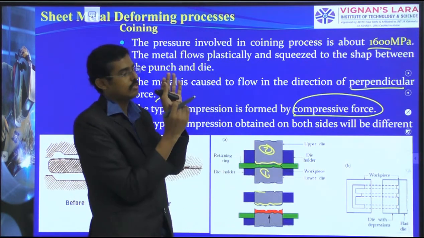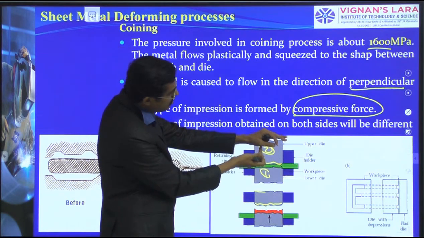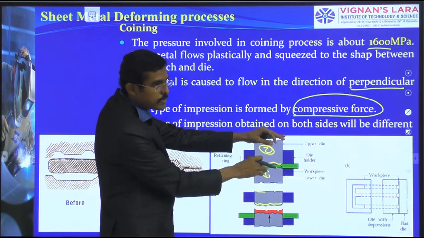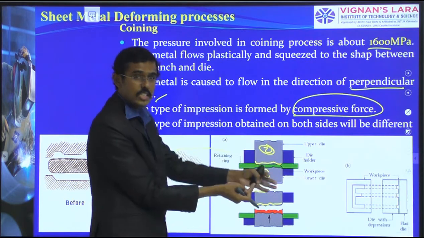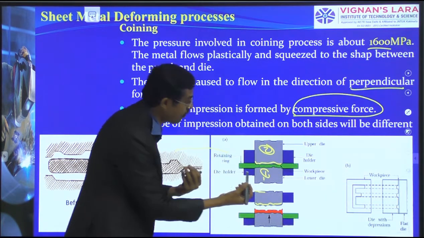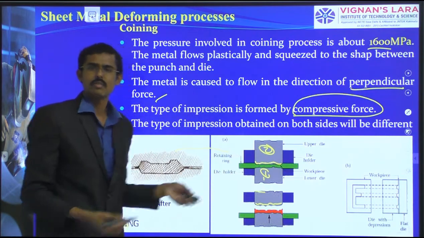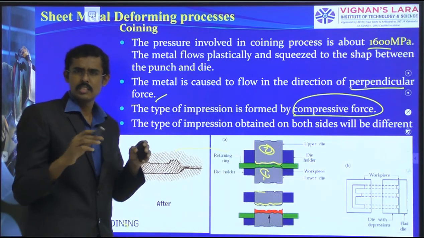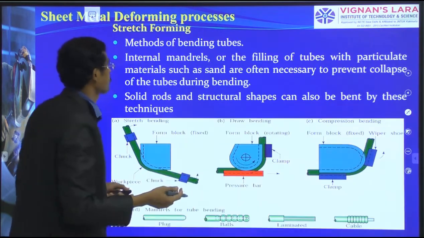So accordingly, the design available on the top die is going to fall on the top surface of the coin. The design available on the bottom die, that impression is going to fall on the bottom side of the coin. So the shape and design may be different.